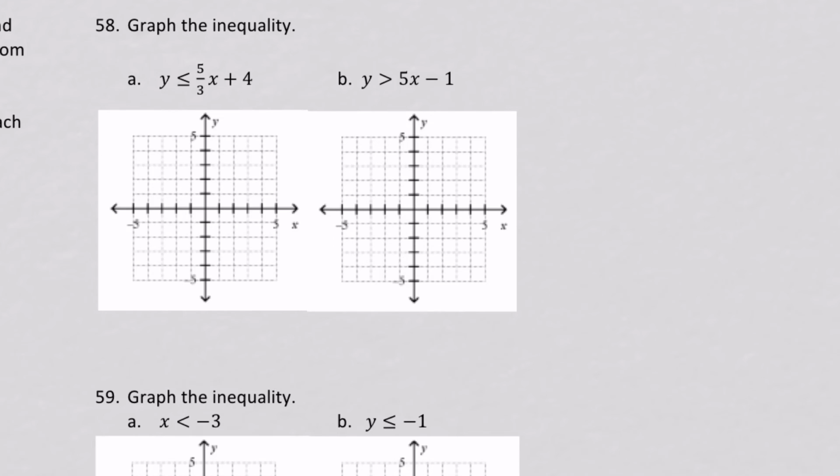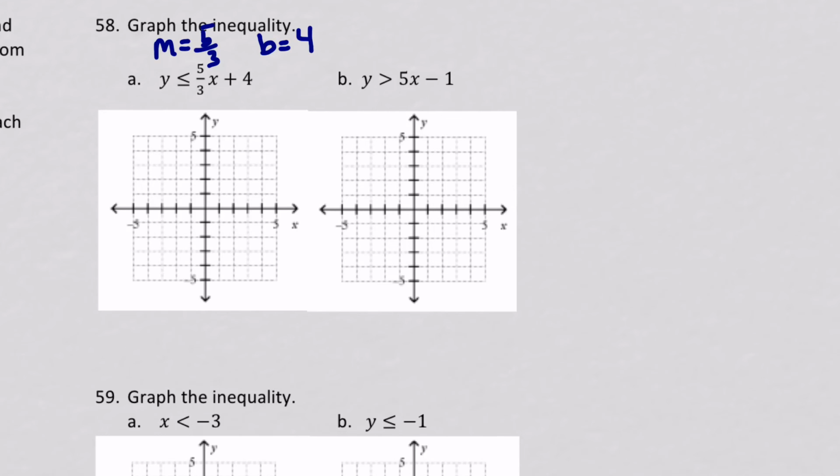Okay, in this one I will do A and I will let you guys work on B on your own. So here you go. Part A, graph the inequality y is less than or equal to 5 over 3x plus 4. Since it's written in slope-intercept form, it makes it very easy for me to graph. What you've got to do is look for the slope and look for the y-intercept. And we've been practicing this. The slope is the number in front of the x, right? 5 over 3. And the y-intercept is this number over here, 4.